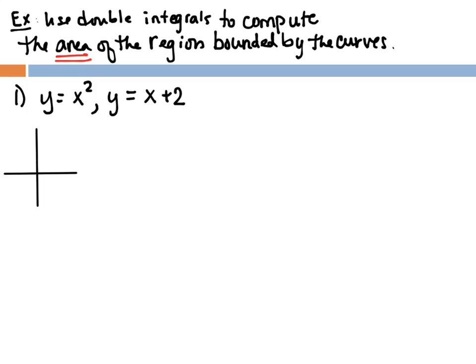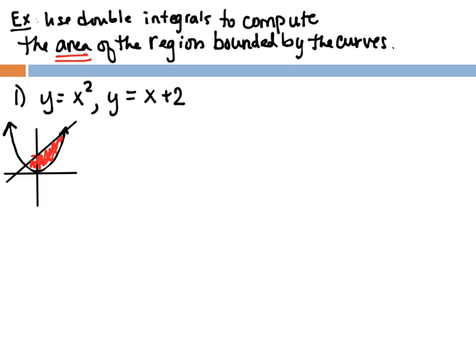So x squared, of course, is a parabola, something like this. And then x plus 2 would be a line crossing the y-axis at 2, so looking something like this. And we want the area trapped between. So we want this shaded in region right here.